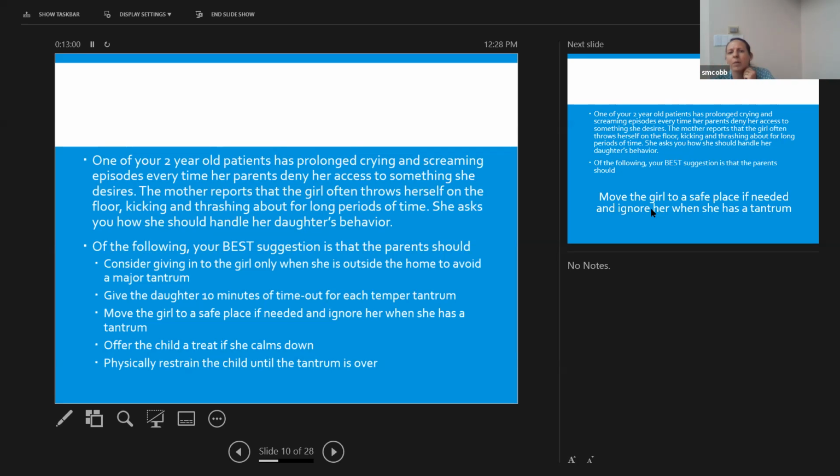Why is timeout not appropriate? Yeah, it's just way too long. It's not really well age matched. Also, a lot of 2-year-olds can't do timeout. They just don't get it yet. It needs to be like 30 seconds for them at that age. So yeah, 10 minutes is just too long.